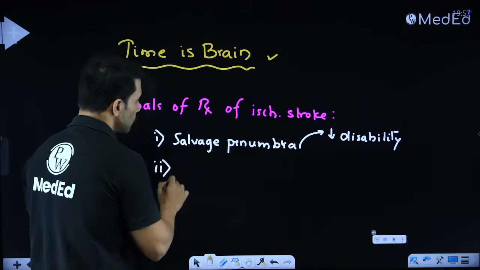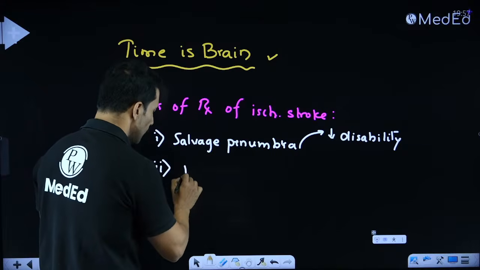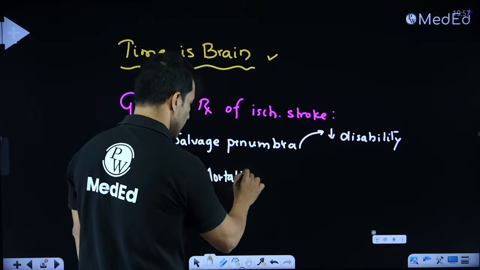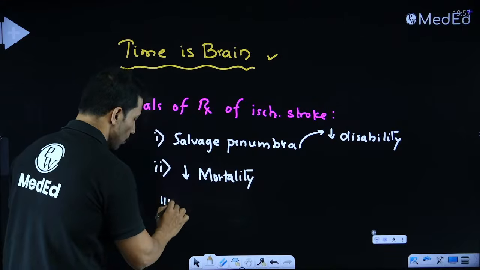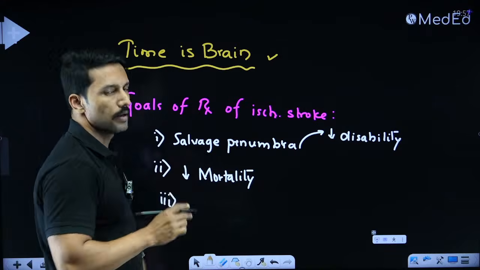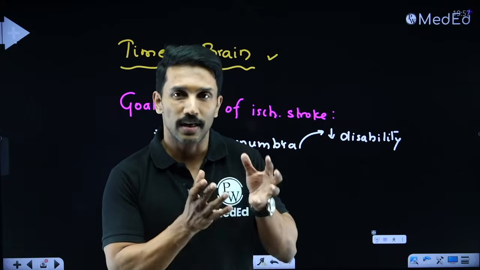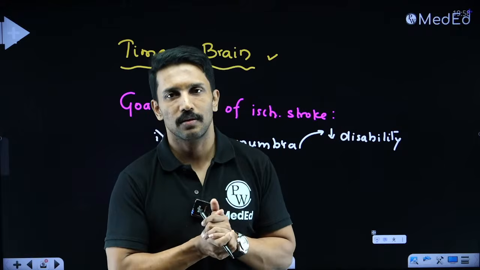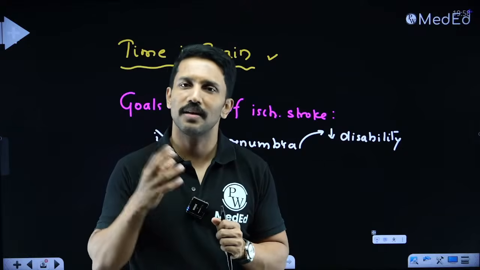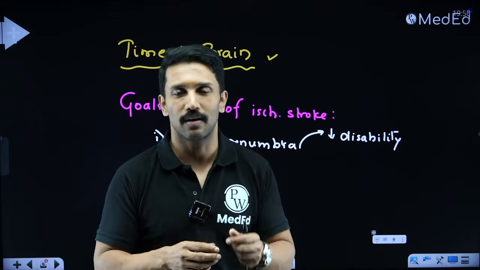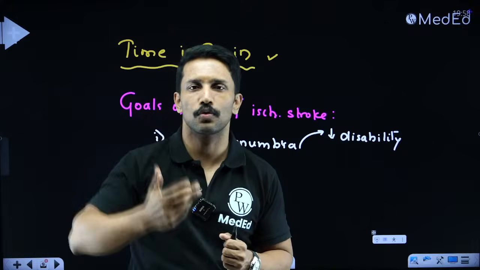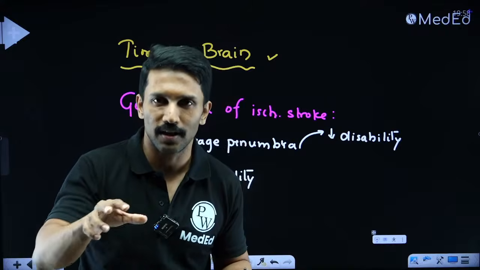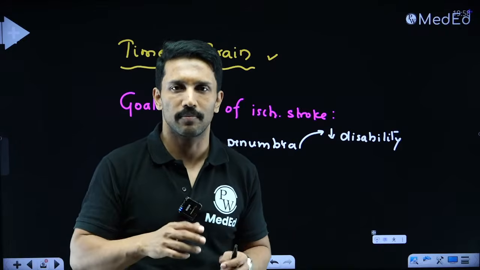The second goal of stroke treatment is to decrease mortality, decrease the risk of death. And the third goal: this time you treated it efficiently, you saved the penumbra, you minimized the disability, you took the necessary steps to prevent death in this person. But then he is diabetic, he is hypertensive, he has dyslipidemia, he has hyperhomocysteinemia, he is male. So he is sitting at a very high risk of stroke. Another episode of stroke can still occur in him. This time he was lucky because he found the right hospital, the right doctor like you, so you helped him. But next time you never know.